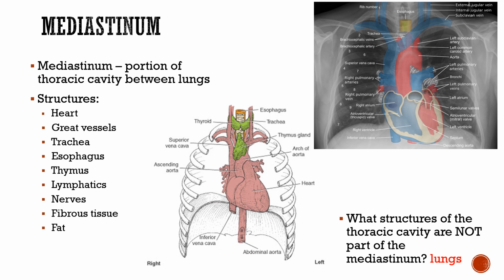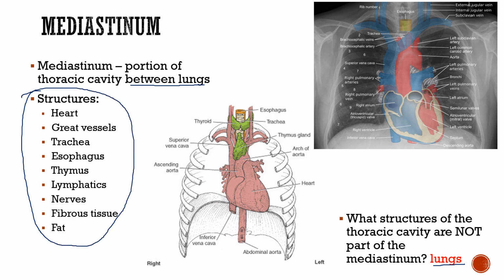The mediastinum is the portion of the thoracic cavity between the lungs, so it does not include the lungs. That is not part of it. The structures, there are quite a few of them, include the heart, the great vessels, the trachea, the esophagus, the thymus, the lymphatics, the nerves, the fibrous tissue, and the fat. So it's everything except the lungs.